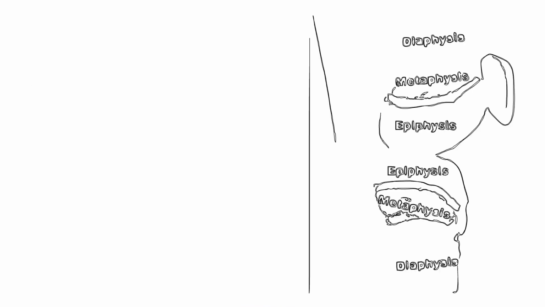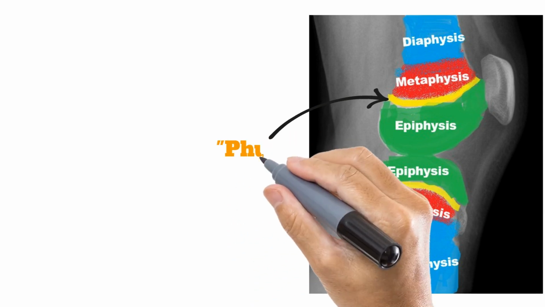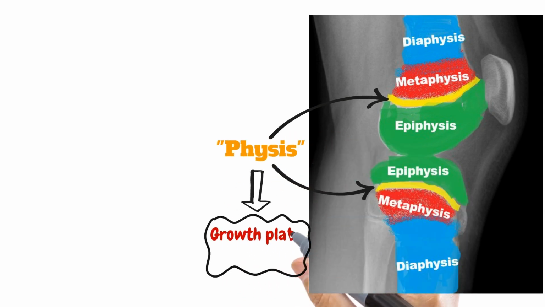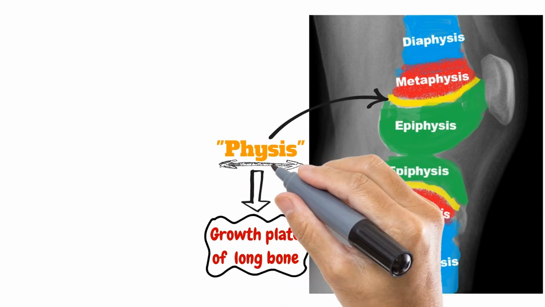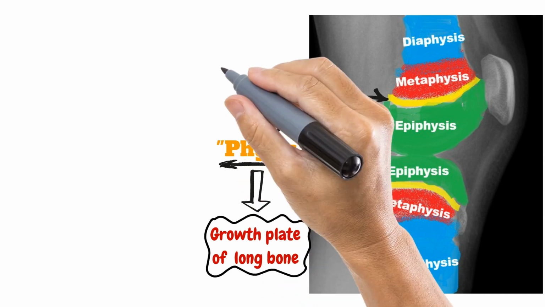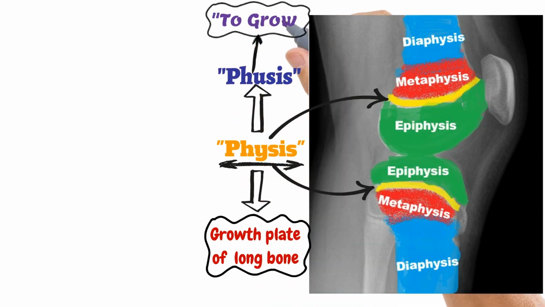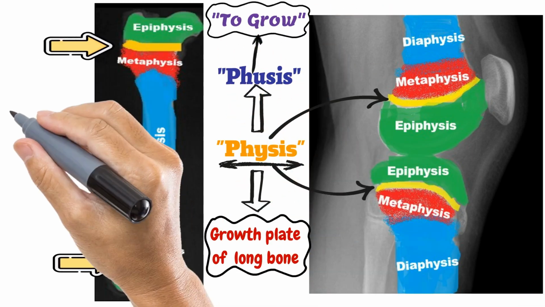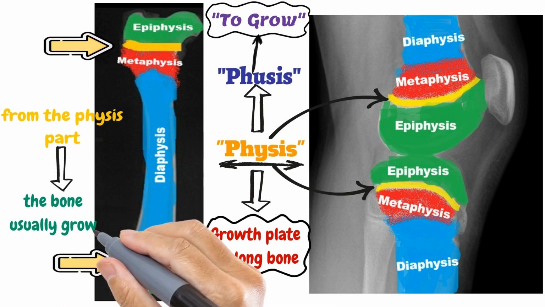As you can see on the picture, the yellow portion denotes the physis, that is the growth plate of a long bone. And this word physis comes from the Greek word physis, which means to grow. So from the physis part, the bone usually grows.